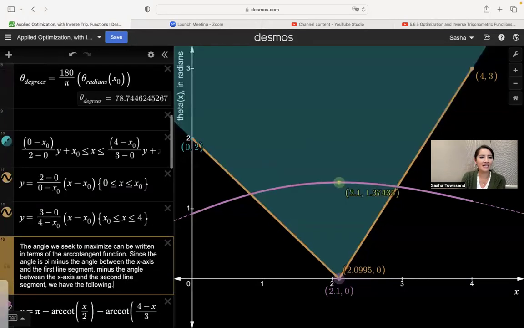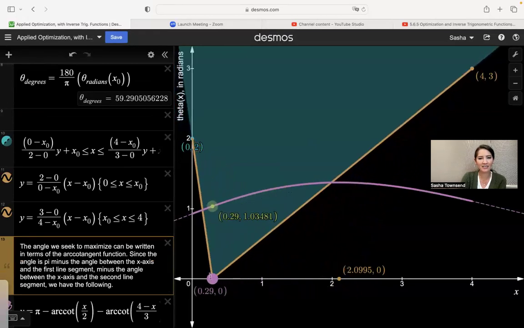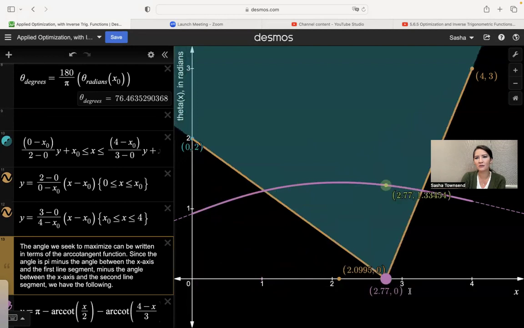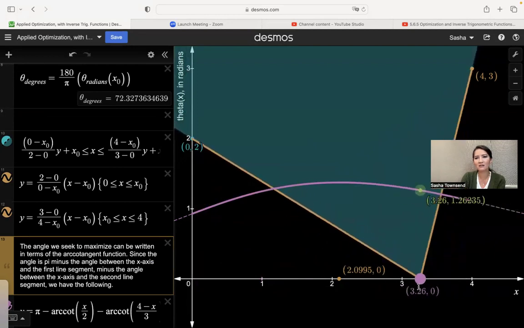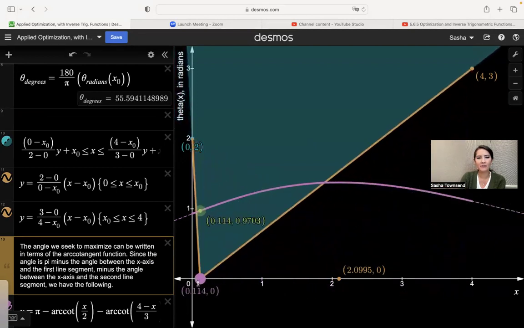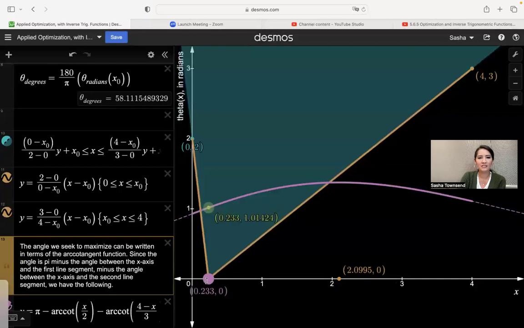So if I'm graphing them there, that's the first line segment, that's the second line segment, and we're trying to maximize that angle in between. Now, if we change the value of x naught, we move it from here all the way to here, we can see that the angle between those two line segments changes.